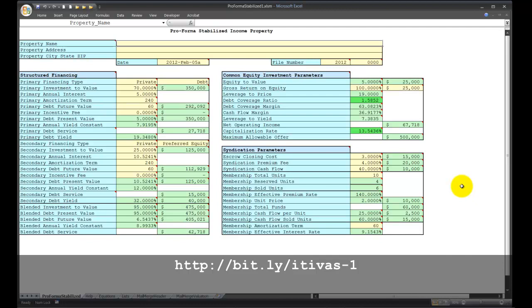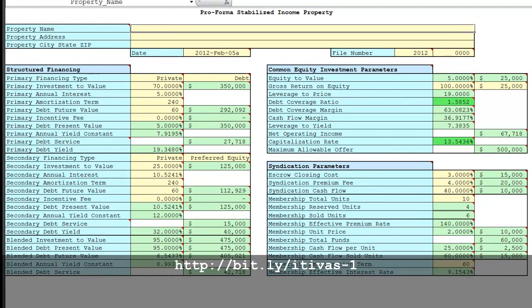In this tutorial, we'll take a look at how altering some of the structured financing parameters can dramatically alter the valuation of the property. For example, we see here that the capitalization rate is calculated as 13.54% given these financing parameters. Basically, we want $25,000 per year cash flow after expenses and debt service, and we want that to be 100% return on equity, basically the cash on cash return.